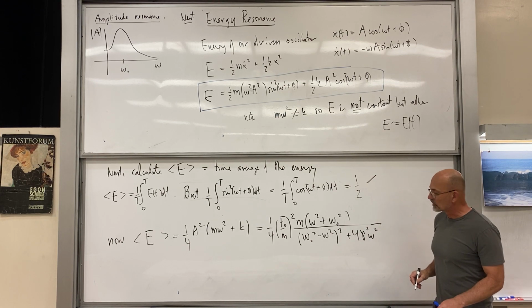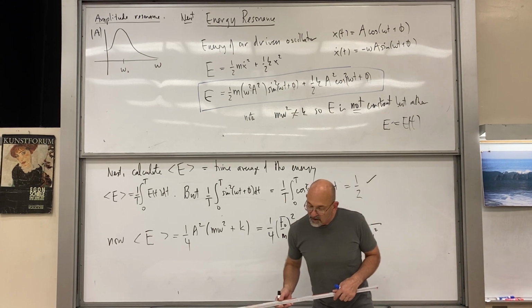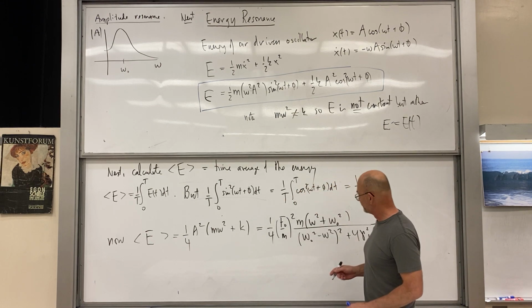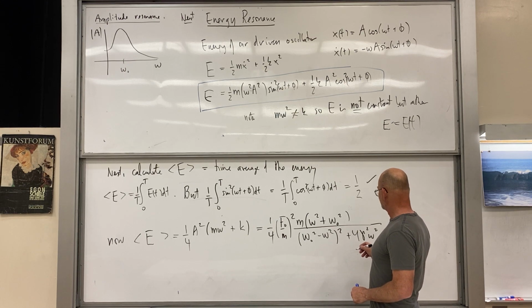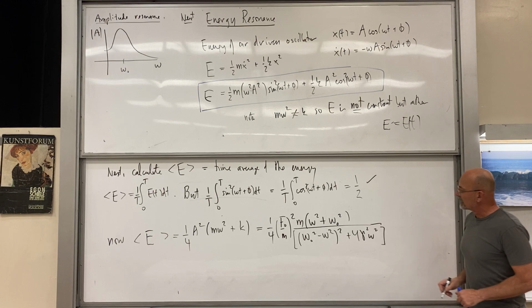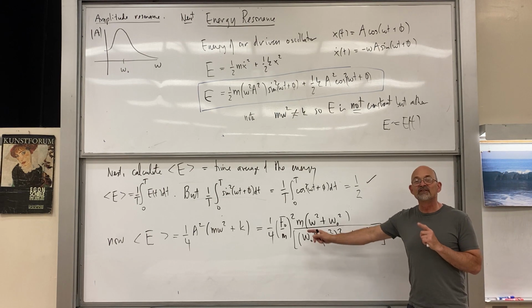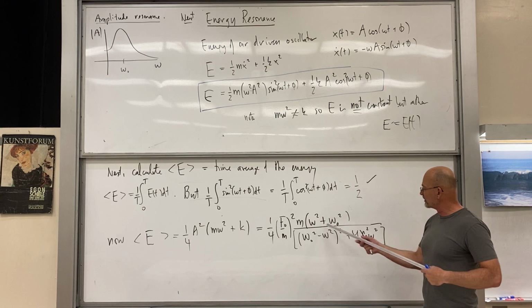So there's our grand result, and it looks a little complicated. Make sure I got it all down right there. Yes? Put a square bracket here. Yeah, there's our result. And we're going to analyze, we're going to simplify it. Okay? This is not the one we want to analyze.